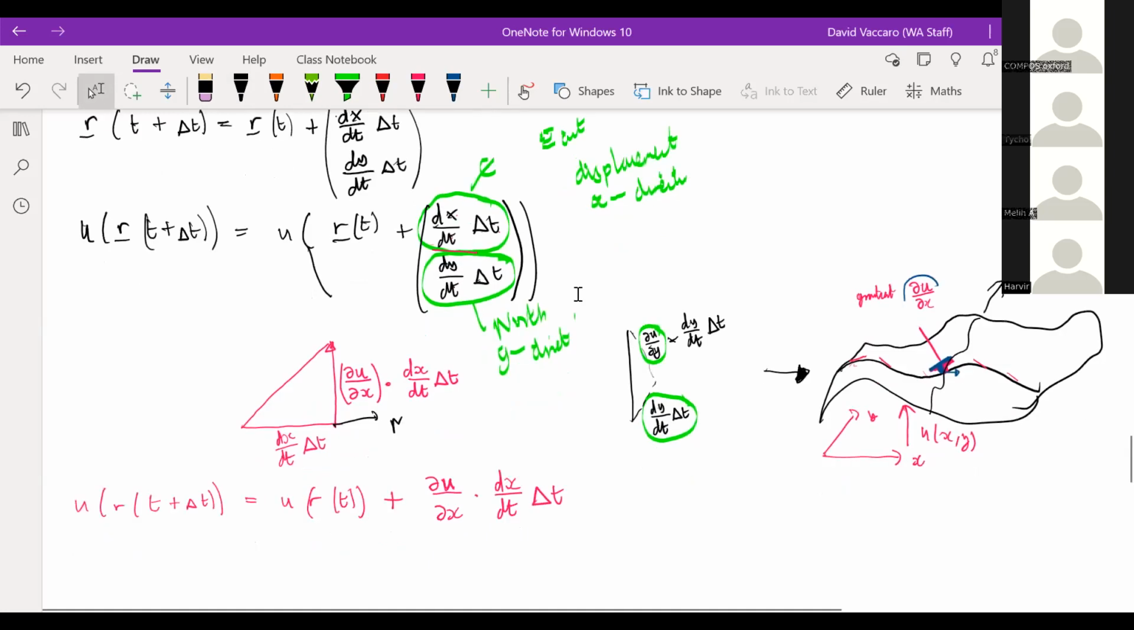So this term here is the gain in elevation due to my eastward motion. And then I get a similar term due to the gain in elevation in my northward motion.